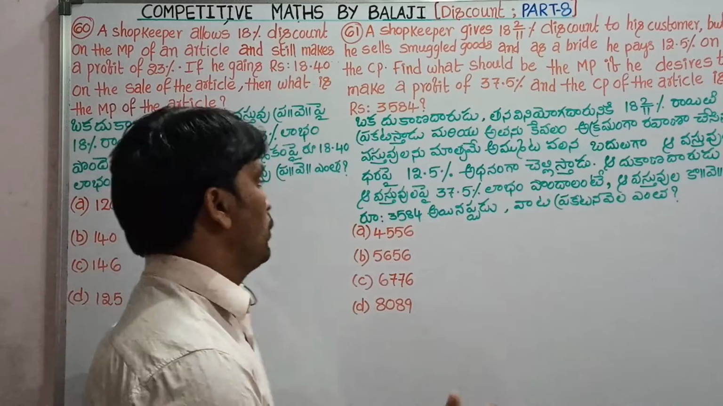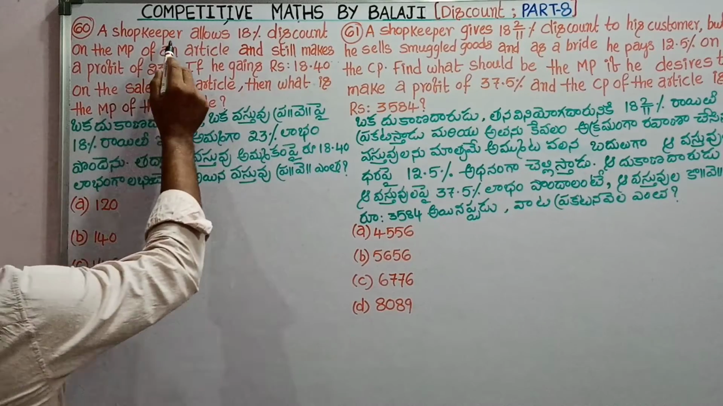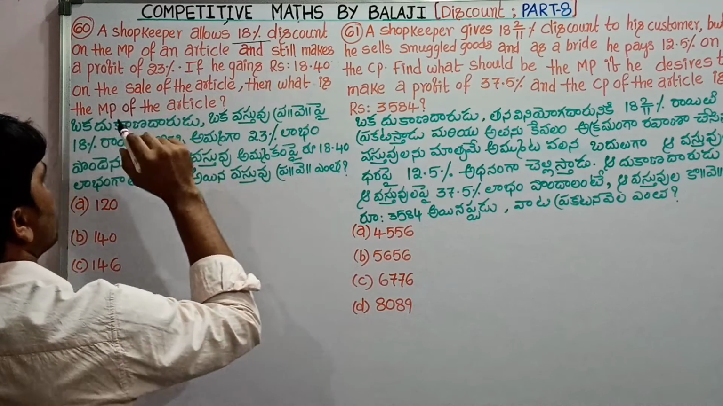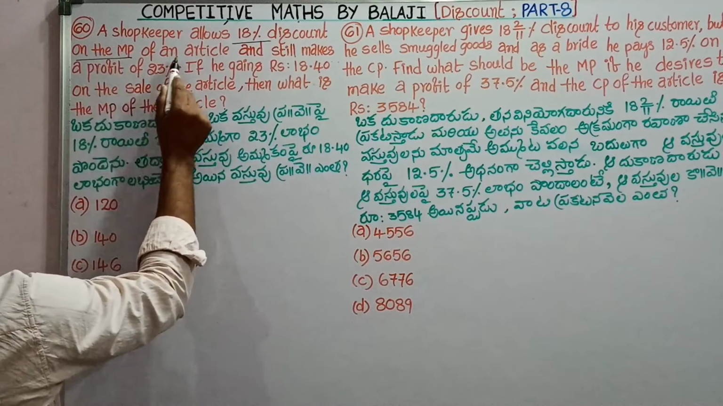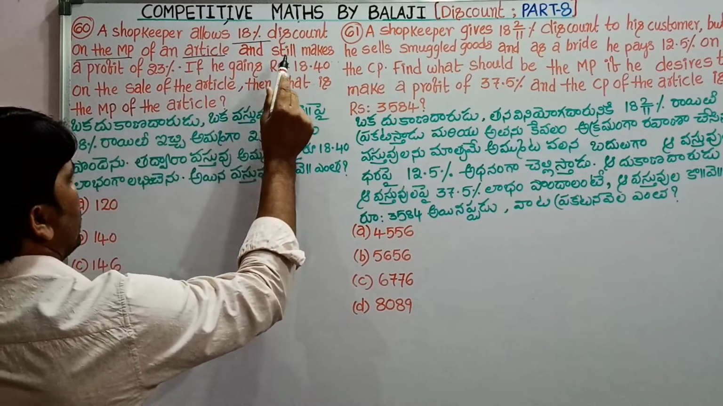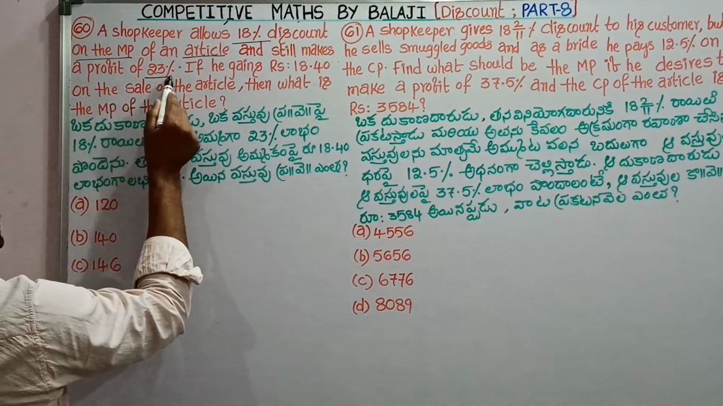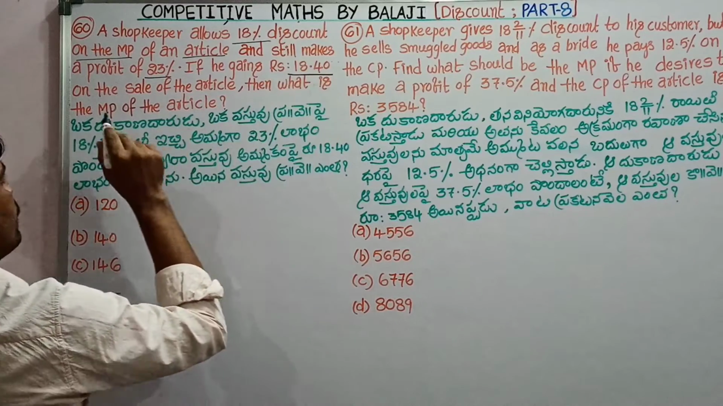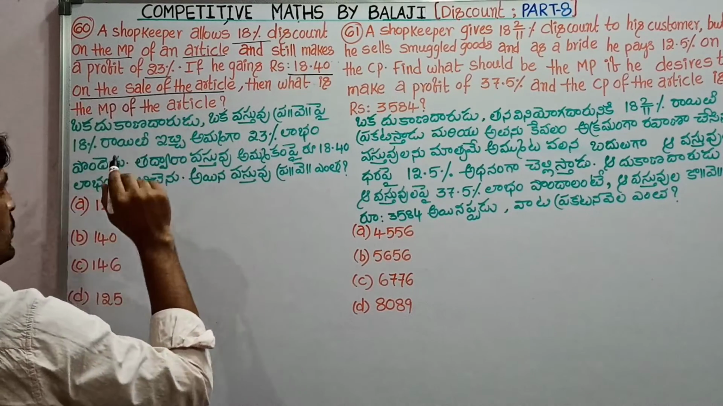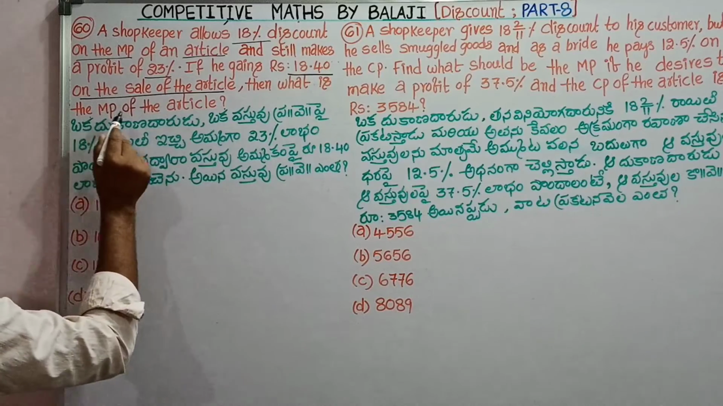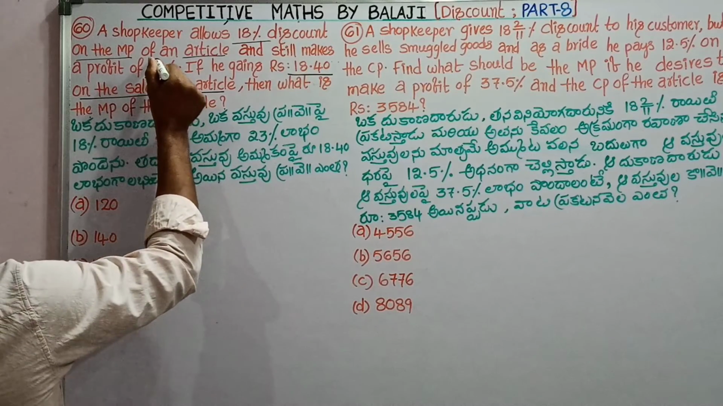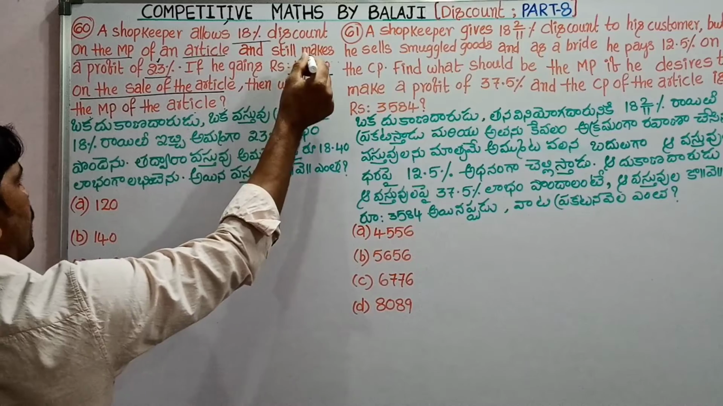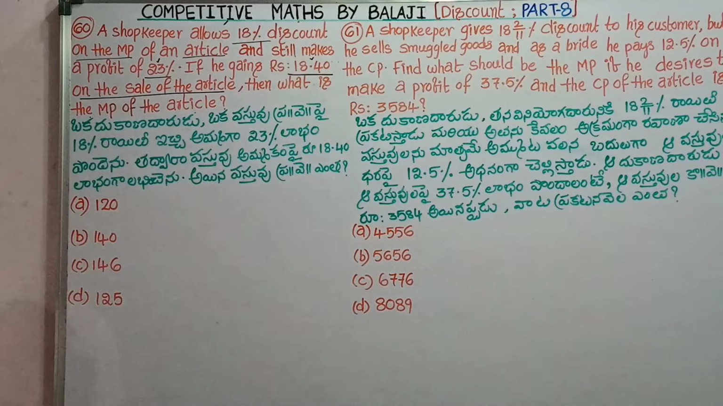Next question, question number 60. A shopkeeper allows 18% discount on the market price of an article and still makes a profit of 23%. If he gains rupees 18.40 on the sale of the article, then what is the market price of the article? Profit percentage and profit amount are given. We have to find the market price of the article.